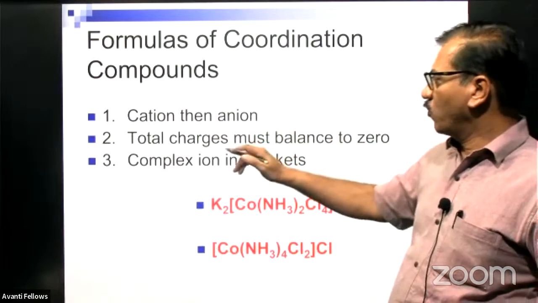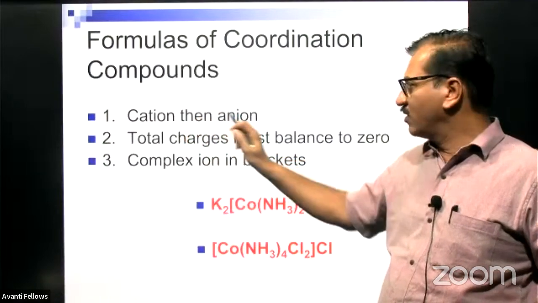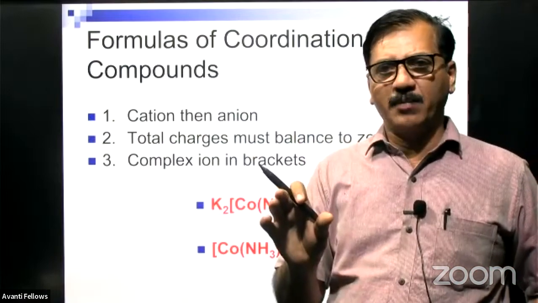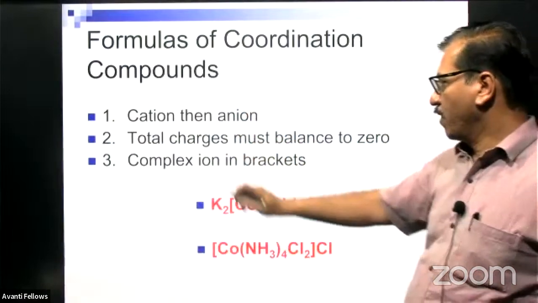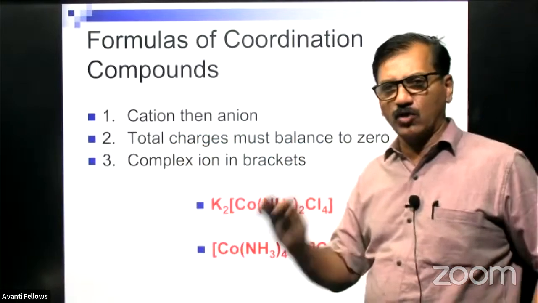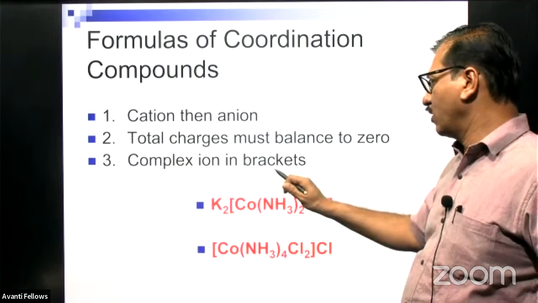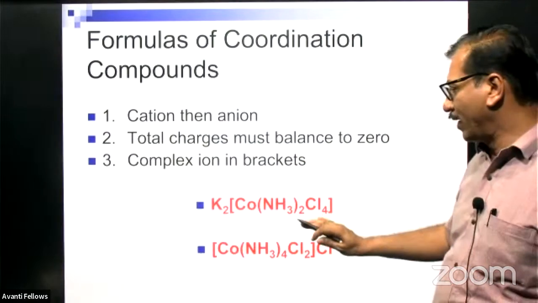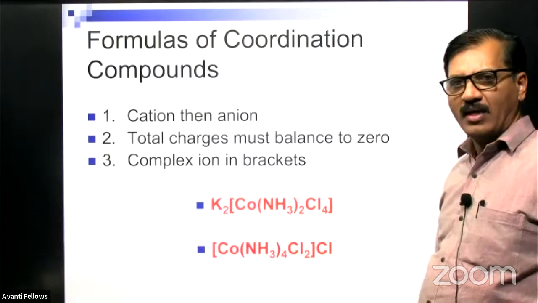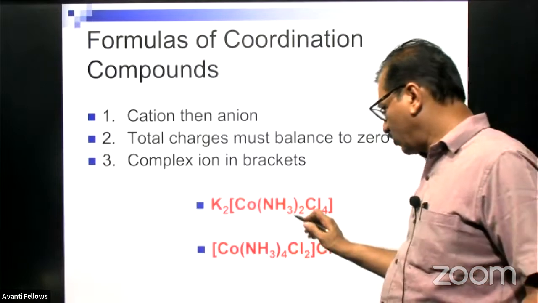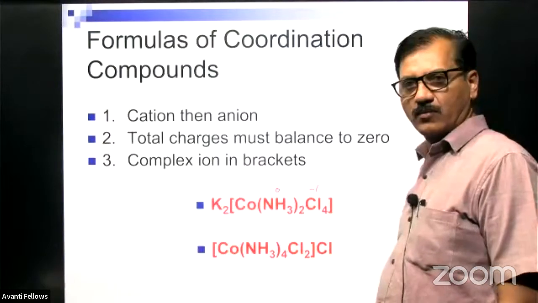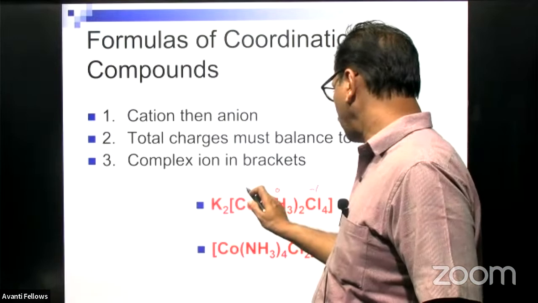When writing the formula, the cation is to be written first, then the anion. Total charges must be balanced to 0. In a coordination compound, totally it should balance to 0. The complex ion should be written in brackets. This is the way of writing, right? K2[Co(NH3)2Cl4]. It is a heteroleptic complex. NH3 is 0, because neutral ligand. Chloride, -1. Cobalt here is +3.